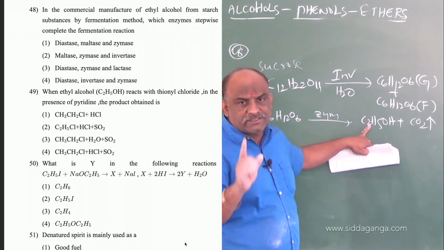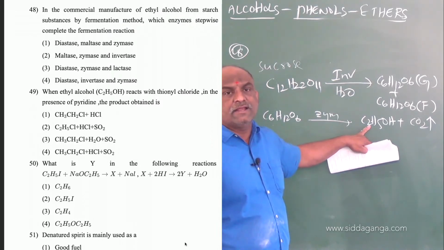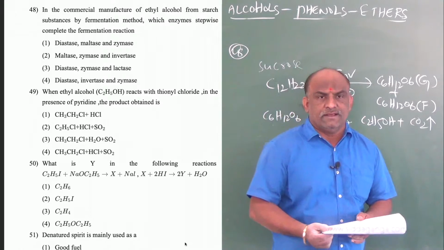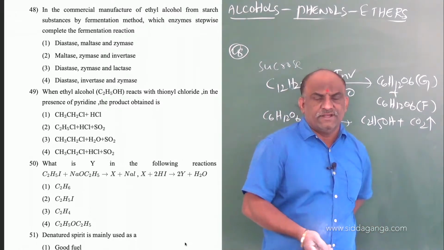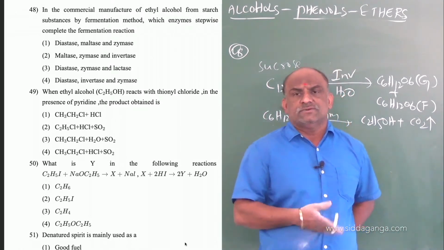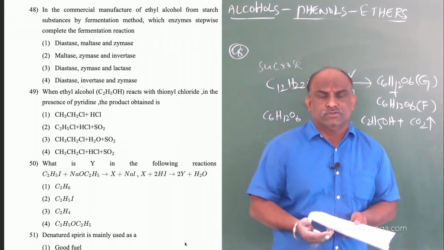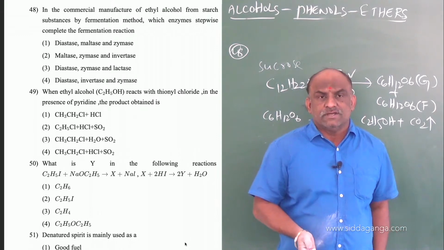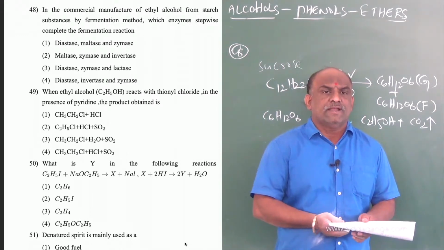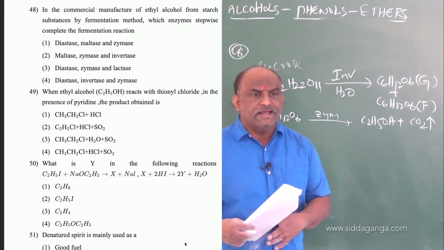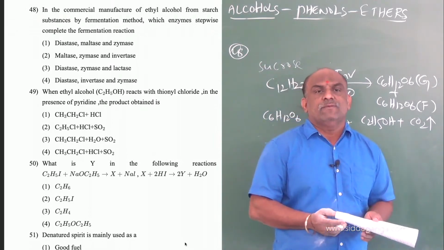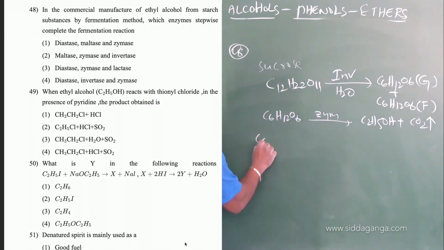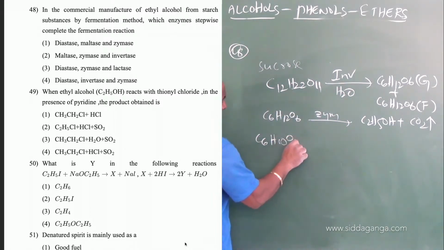So one option will be zymase, and here the starting compound was given starch. Starch means (C6H10O5) taken n. On hydrolysis, starch produces maltose, and maltose gives rise to glucose. Glucose gives rise to ethyl alcohol plus carbon dioxide. So first enzyme we required diastase, second enzyme we required maltase, third enzyme we required zymase. 3 types of enzymes.